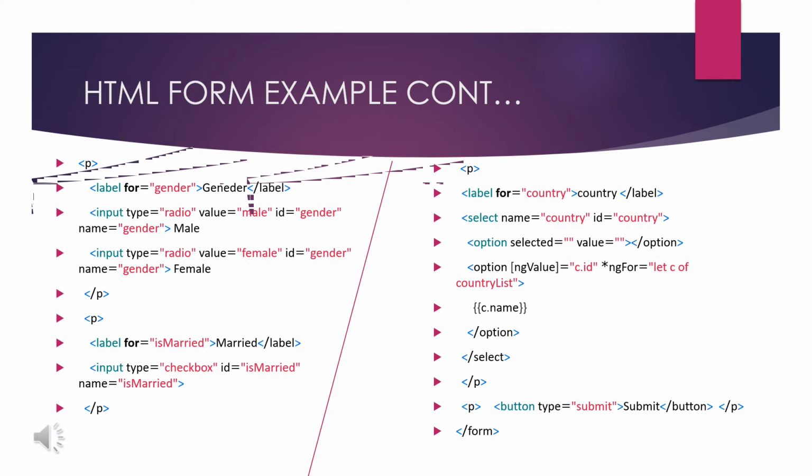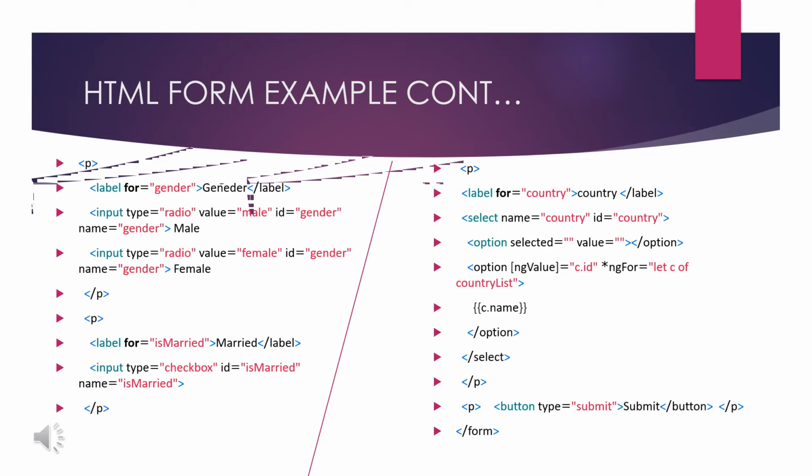In the second line we have an option tag with an ngValue. For the ngValue we are using c.id. So *ngFor is the directive I told you about earlier. So *ngFor let c of countryList. Based on the country list, the country code, that is the country ID, c.id, will be given as the ngValue, as the option's value. That value will be paired with the option text c.name, based on the selection.